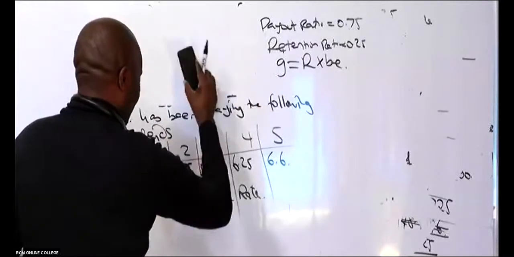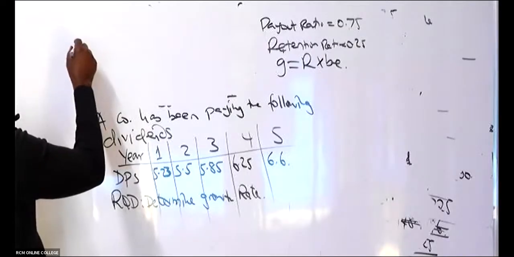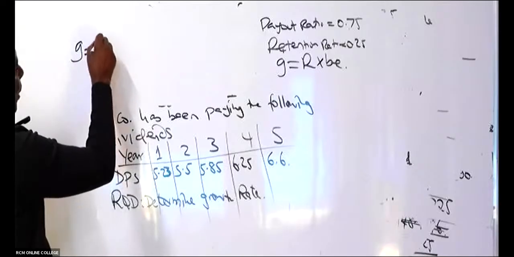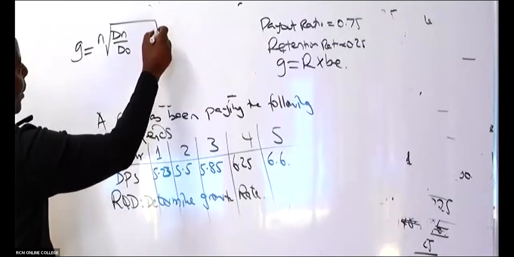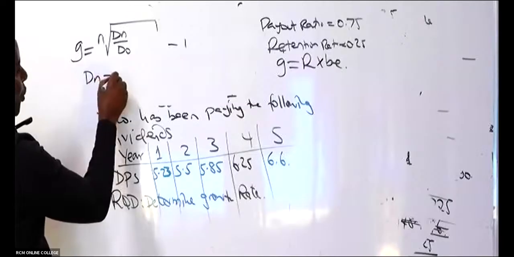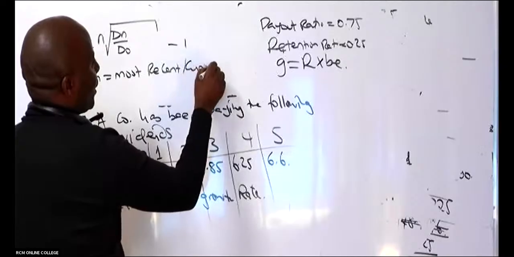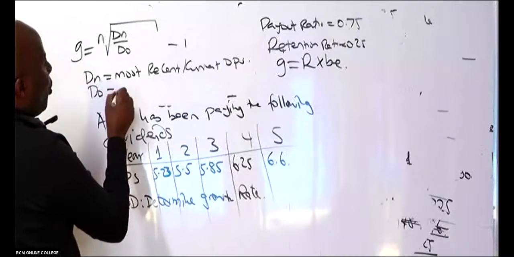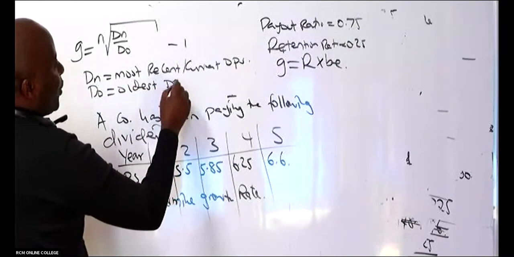So then what do we have here, my good students? What we have here is that our G will be equal to the nth root of Dn over D0, minus 1. Remember, Dn is the most recent or current dividend per share. D0 is the oldest DPS.